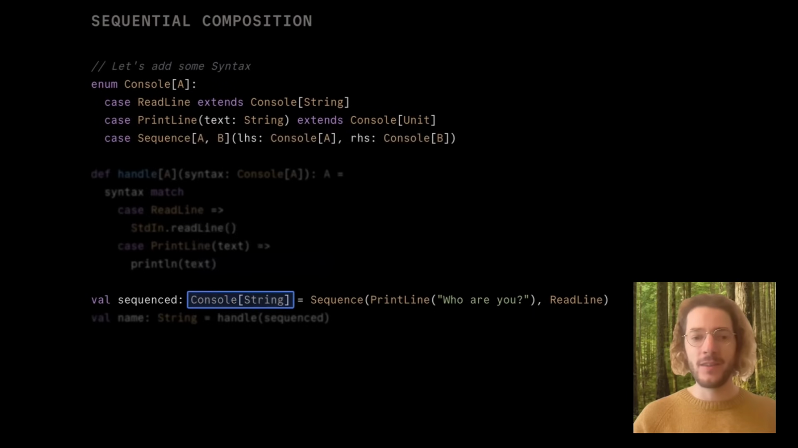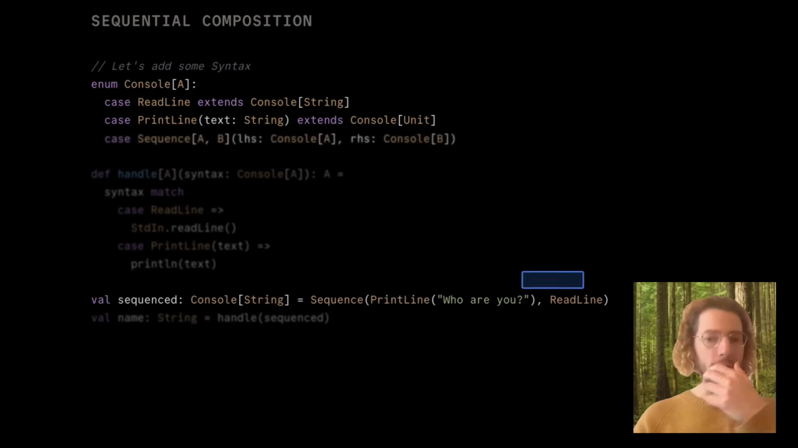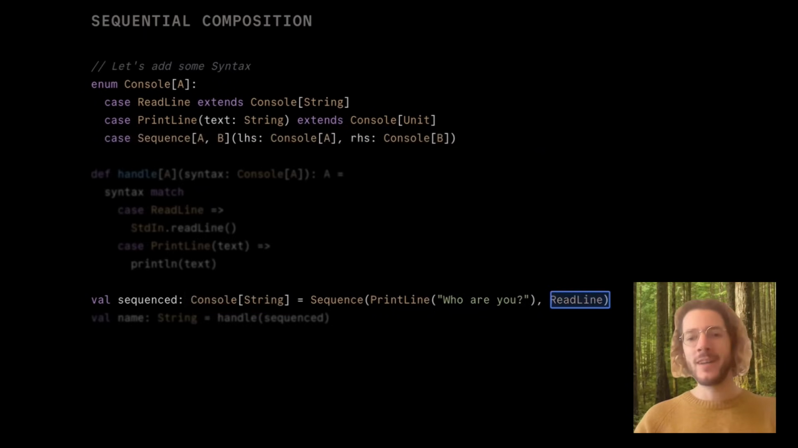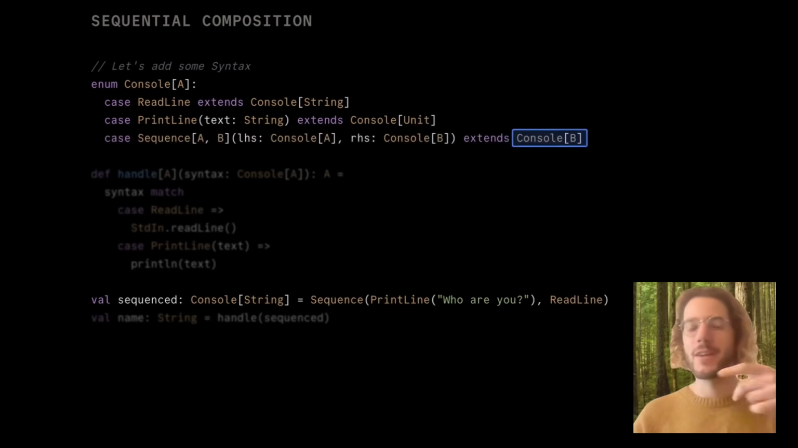So we could say extends console of B, right? Because the console of string is determined by read line. Read line is the right-hand side console of B. We want this whole thing to return a console of B. And there's nothing wrong with saying that this should extend a console of A, except then we would have to implement different semantics, at least for this one handle. And that's not what we want in this case.